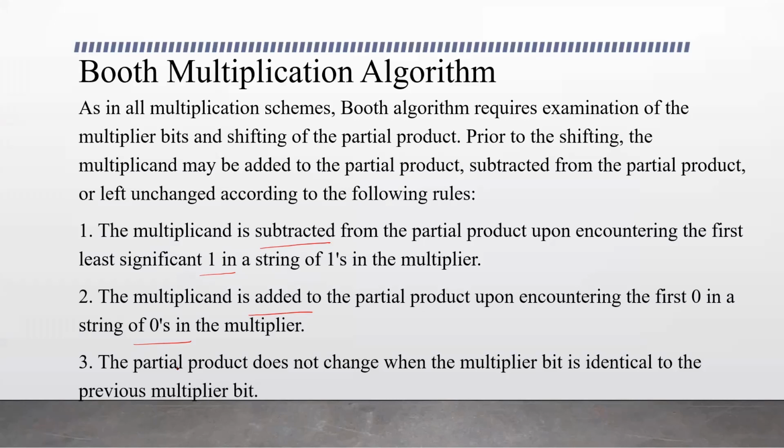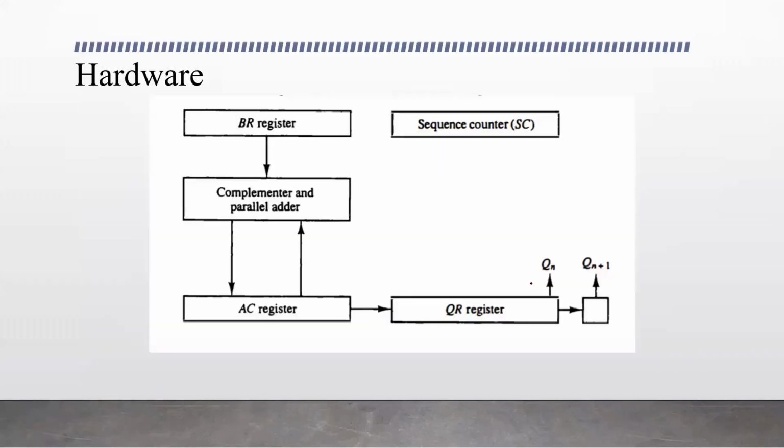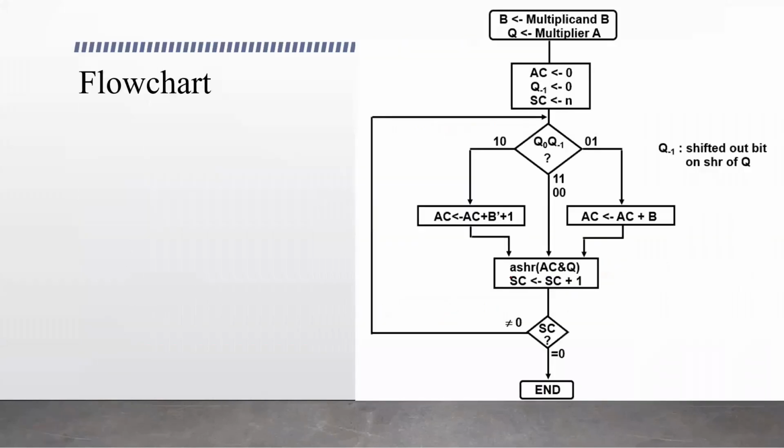After every operation, after subtraction we will shift right one position. Even after addition, it is shifted right. If the bits are identical, we don't perform addition or subtraction, and in that case also we shift right. The only operation performed will be shifting right. So let's see the flow chart here.